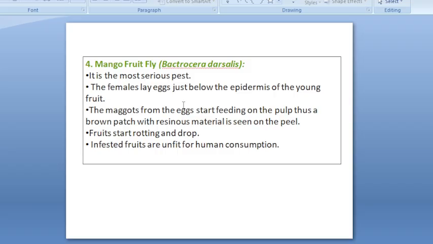Fruit fly, this is a major problem. This will cause even huge loss in mango cultivation. So when the fruit is about to ripen, during that time we can see a lot of infestation of these fruit flies. We can keep some bait traps. When we cut open the fruit, we can see the infestation. On the outside, we cannot see any infestation.